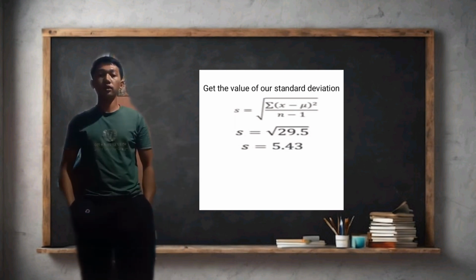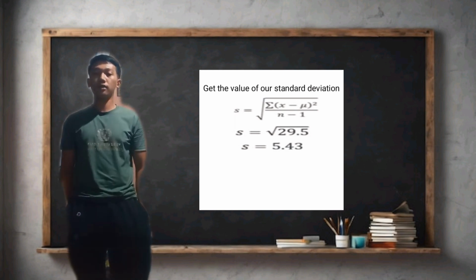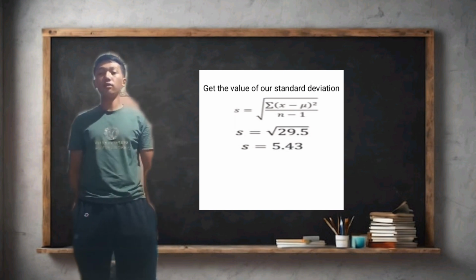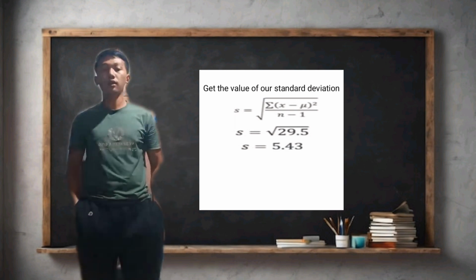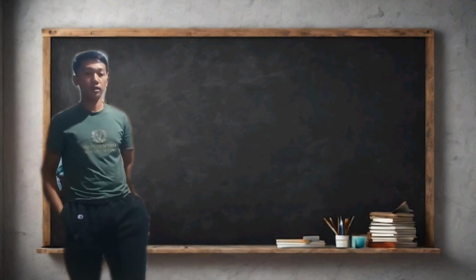The sum of squared differences from the mean divided by n minus 1 equals 29.5. The square root of this value, the final answer, is 5.43.